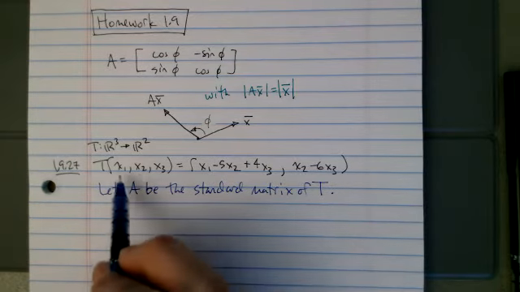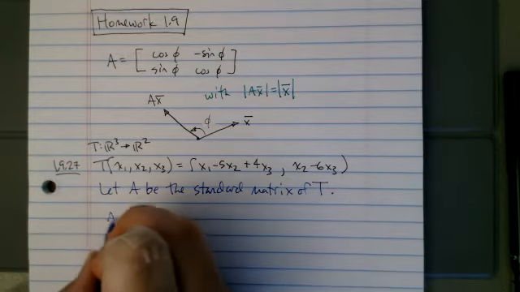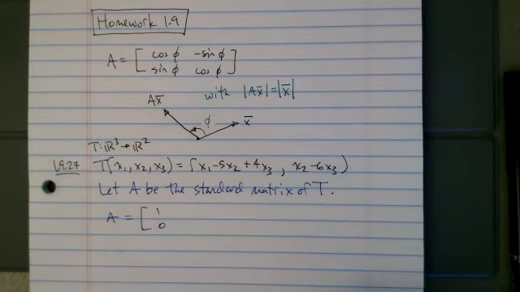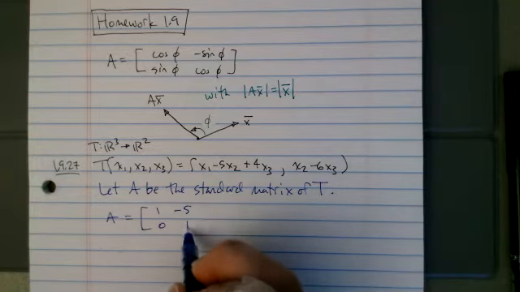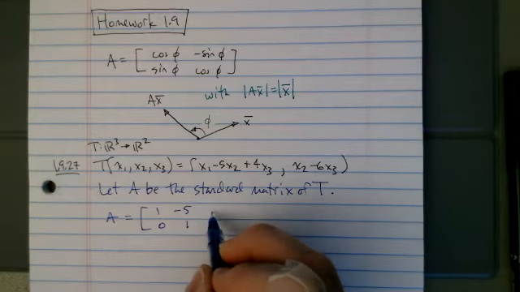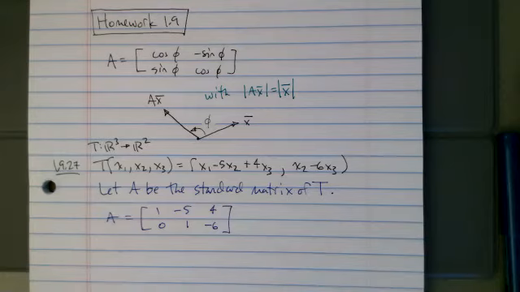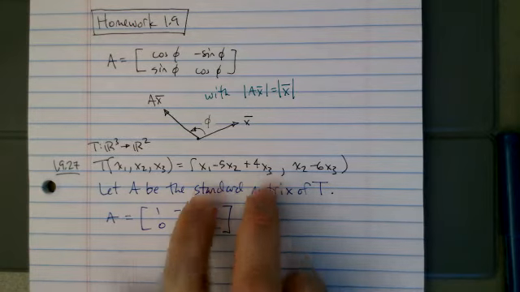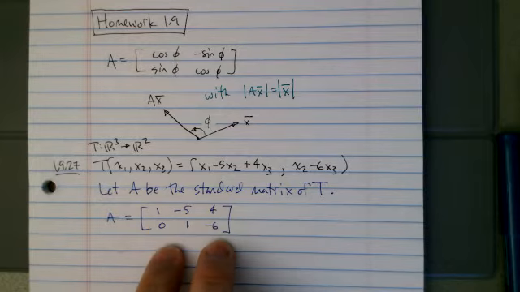The image of 1, 0, 0 will be 1, 0. The image of 0, 1, 0 will be negative 5, 1. And the image of 0, 0, 1 will be 4, negative 6. We can also get the standard matrix of the transformation by looking at these entries and just writing them as rows. But that's a mechanical way of doing it. That's not us thinking about how the transformation works. So we want to think about how the transformation works.